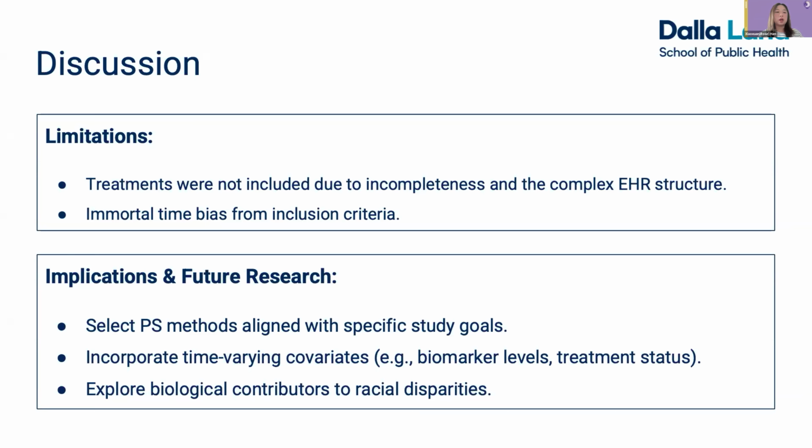And as for some future research ideas, I would suggest future researchers select propensity score methods aligning well with their specific study goals, whether that is to maintain good covariate balance or to retain more sample size. And then it might also be worthwhile incorporating time-varying covariates such as biomarkers or treatment variables. And if there are racial disparities observed, I think it is also a good idea to explore or investigate the biological contributors to those racial disparities.